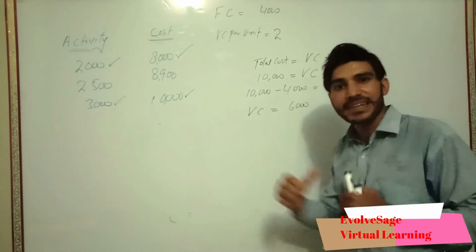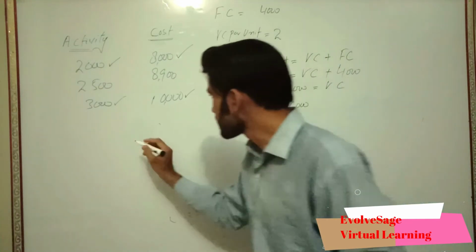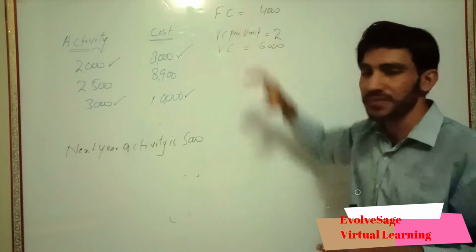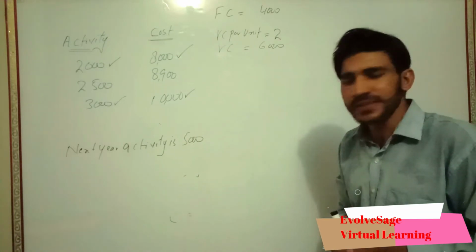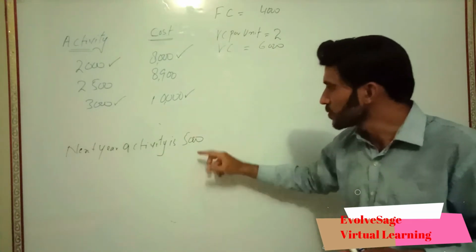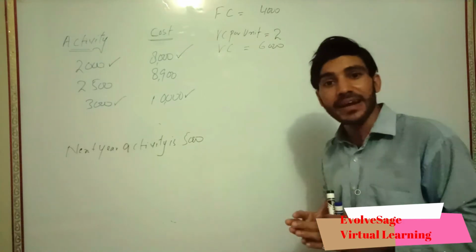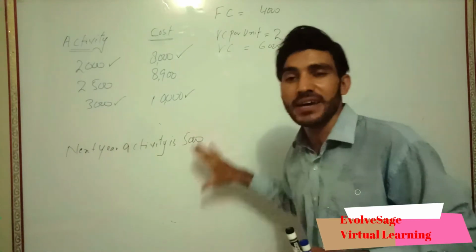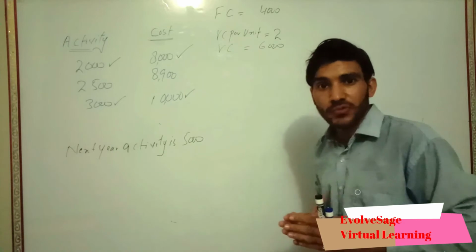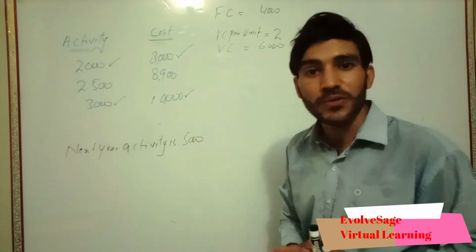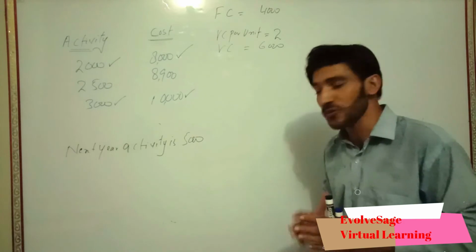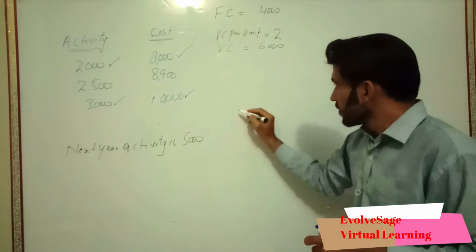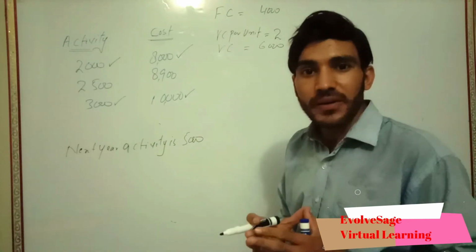Okay guys, on the basis of this data we have identified variable and fixed cost. Suppose that next year your activity level exceeded to 5,000 activity. So how can you identify your total cost on the basis of this activity level? Suppose we will use a very simple equation for this.